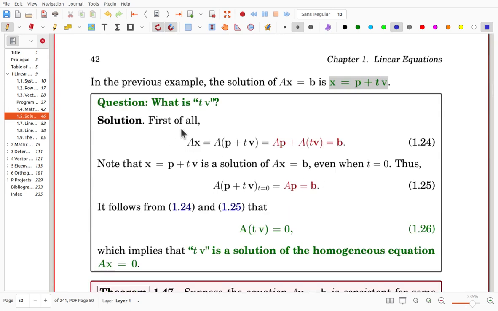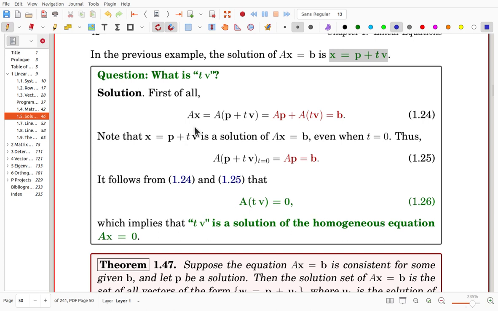Now, in the previous example, the solution of the non-homogeneous system Ax = b is x = p + tv. Here the question is, what is tv? To figure it out, we first consider A(p + tv). We can separate it out, and it equals b.